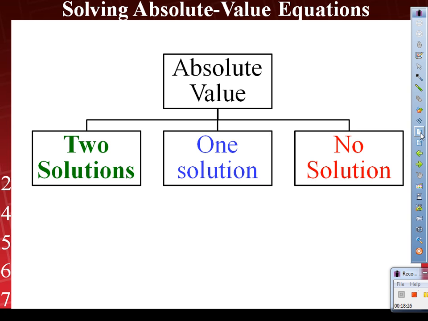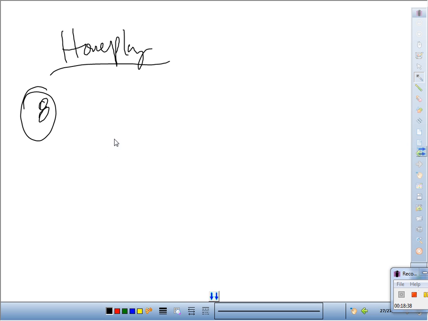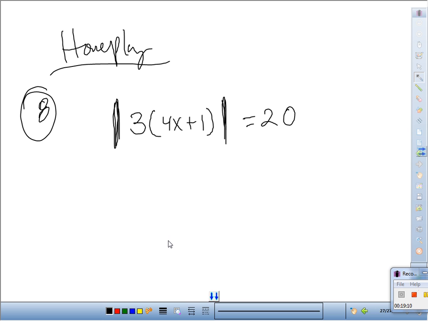Okay, I'm going to go over number 8 from last night's homework, just as a request from someone. Em, can you read that for me, please? Absolute value, 3 parentheses, 4x plus 1, close parentheses, absolute value, equals 23. 23 or 20? 23. Okay.